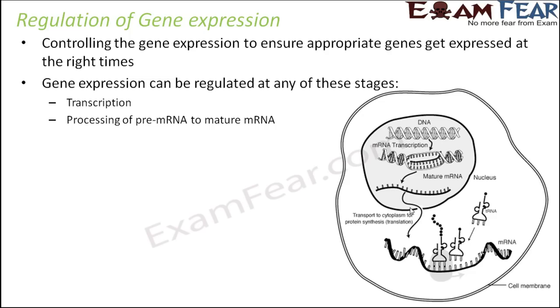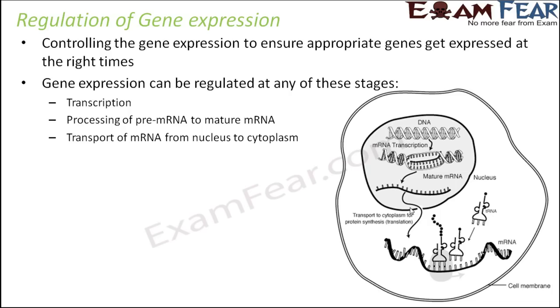Processing of pre-mRNA to mature mRNA. There are quite a few processes which take place for converting the initial mRNA into mature mRNA, for example capping, tailing, RNA splicing. So all these processes take place, and there also the gene expression can be controlled during any of those processes.